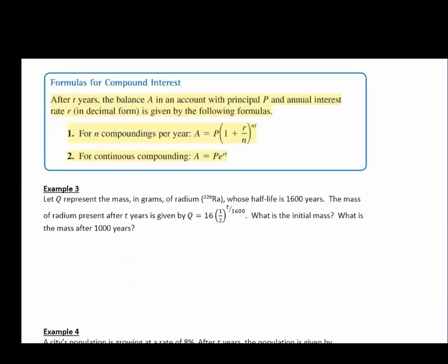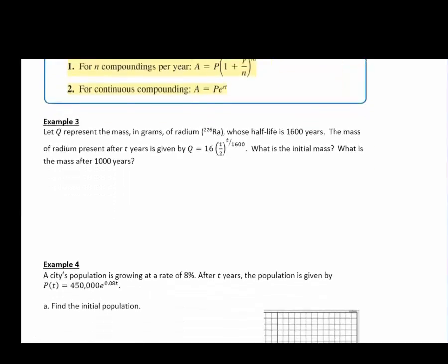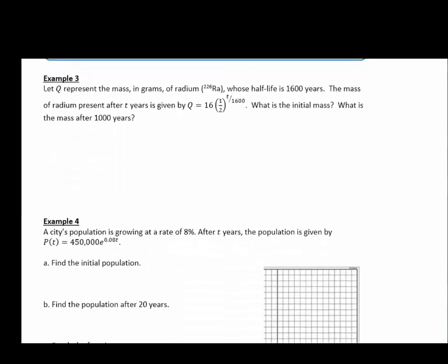So we have some formulas here for computing compound interest. So we might need to use those later. But for example number 3, we're going to look at half-life. And so exponential functions are really useful when calculating half-lives and growth models.